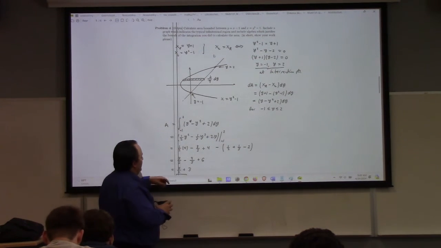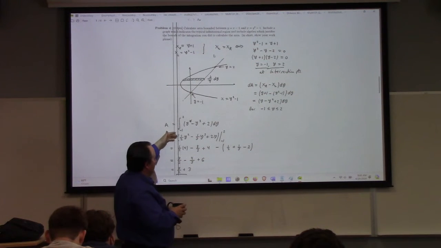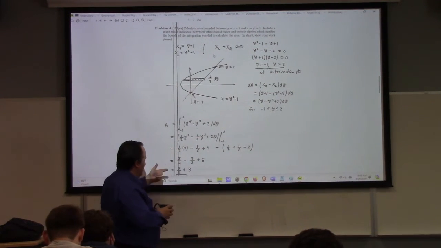So anyway, I have to integrate. Oh, I'm sorry, I didn't white that out. Integrate this from minus 1 to 2. I can't do my doubling trick because it's not symmetric, so I just have to do the integral, which I do here. Bop, bop, bop, bop, and whatever that is.